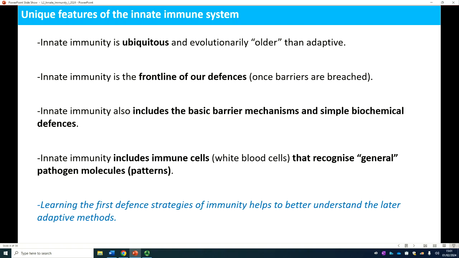And the innate immune system does include the basic barrier mechanisms and also the quite simplified biochemical defenses. But it also includes immune cells, so these are our leukocytes, or white blood cells, and they tend to recognize general pathogen molecules, and we term these patterns, and we'll come on to that later on. But by understanding how the innate immune system works, this will help you understand the adaptive immune response better when we come to it in a couple of weeks' time.